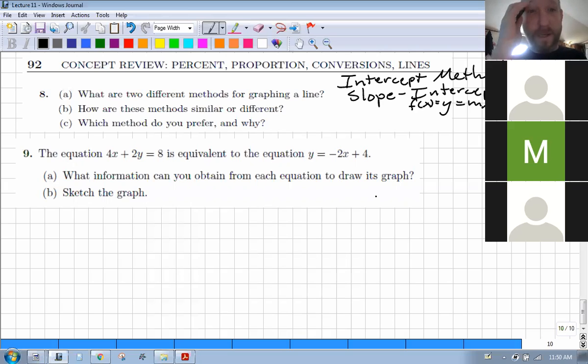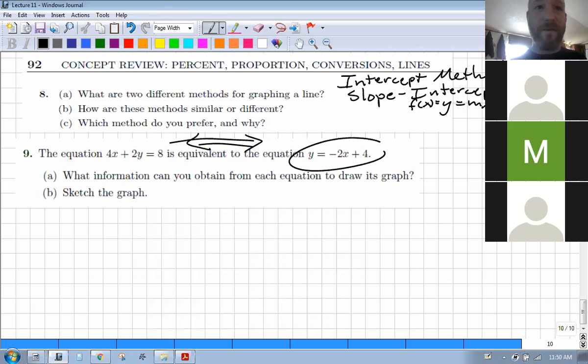All right, what information can you obtain from each equation to draw its graph? Well, if we could put this into this form, subtract 4x from both sides, divide by 2, they're the same thing. They're going to have the same graph. So let's just use this since it's already in slope intercept form. We can see our m is negative 2 and our b is 4.